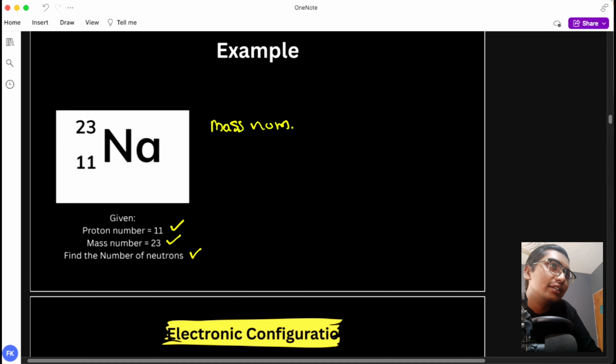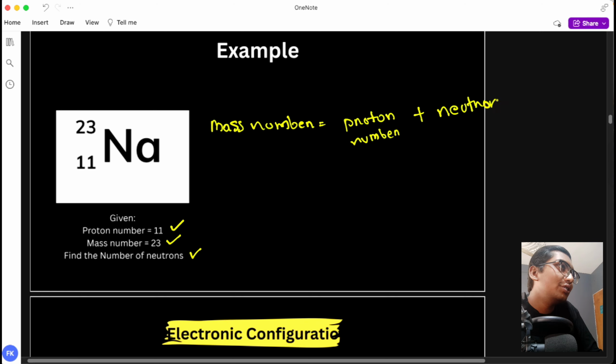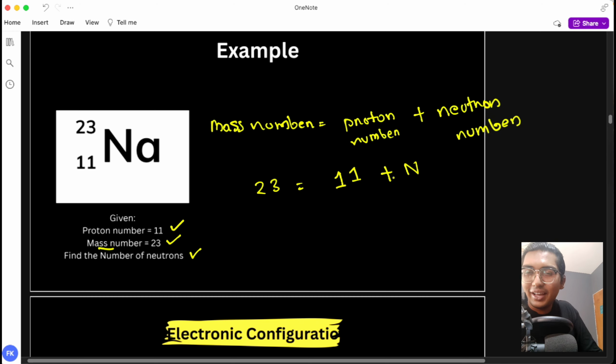Mass number equals proton number plus neutron number. As you can see, the mass number is given as 23. So 23 equals, then we have the proton number, which is also given. Now we have to find the neutron number. Let's denote it by N.